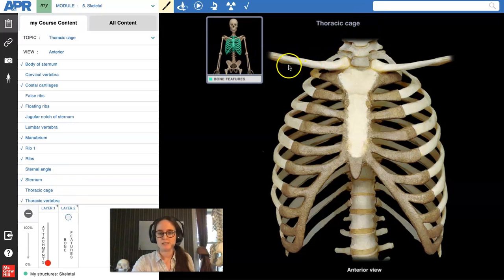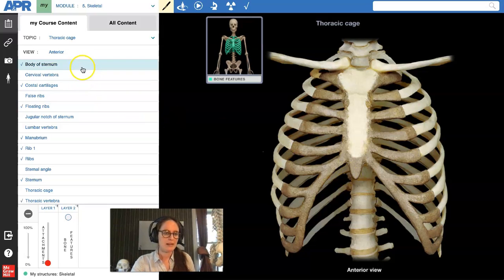Your clavicle is here. Your clavicle is going to have an articulation with this sternum right here. Your sternum's going to have several parts to it. We're not naming those specific parts. If you want to get ahead, this is the manubrium, this is the body of the sternum, and this is the xiphoid process of the sternum. But if you don't want to get ahead, you can ignore that.